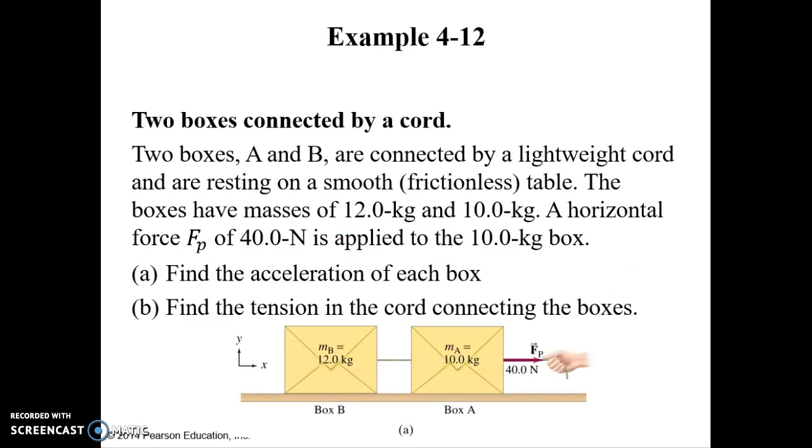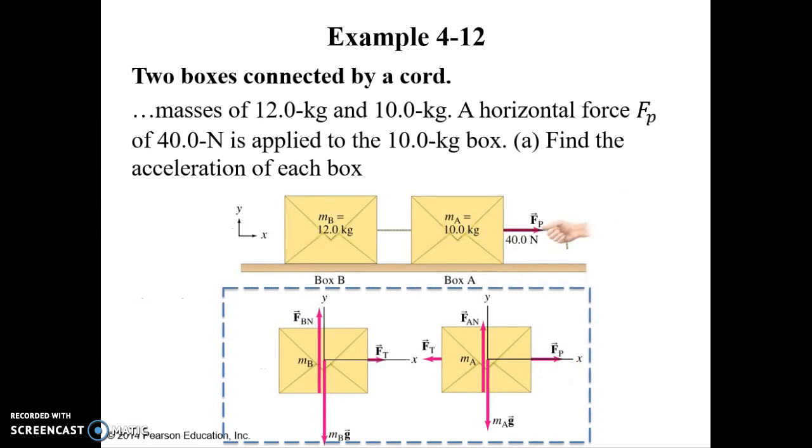We have two boxes, A and B, which are connected by a lightweight cord and are resting on a smooth, frictionless table. The boxes have a mass of 12 kilograms and 10 kilograms. A horizontal force, Fp, of 40 newtons is applied to the 10 kilogram box. We want to find the acceleration of each box.